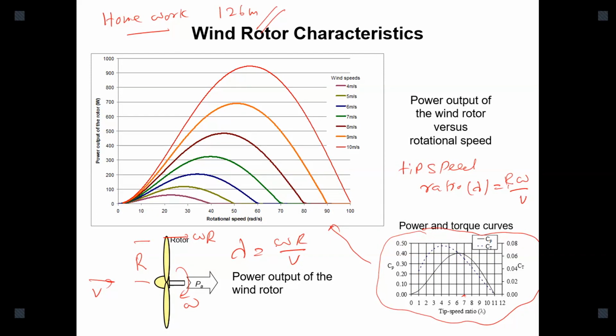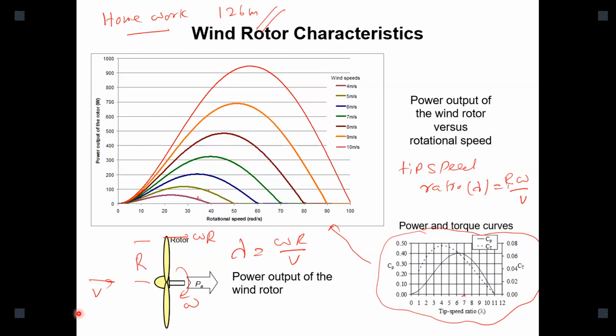Because if you know the rotation speed, now you need to convert that axis. Here is rotational speed to power output. CP is the conversion efficiency. Now the power is with the wind speed, for each and every wind speed. This is the wind speed of 4 meters per second, 5 meters per second, 6, 7, 8, 9, 10. Those types of changes are there.